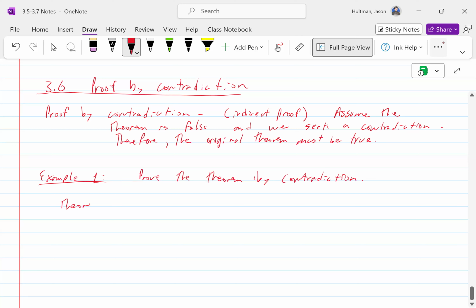The theorem is for every pair of positive real numbers A and B, the square root of A plus the square root of B is not the same as the square root of A plus B. Those are not equal. We want to prove that those are not equal, so we're going to assume the opposite. We're going to assume that they are equal.